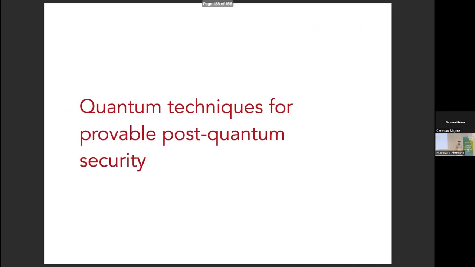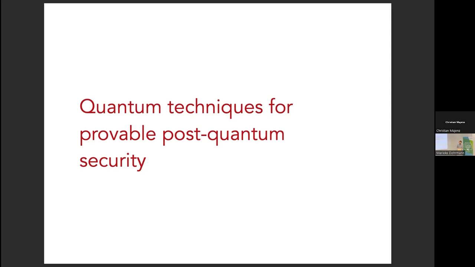Now I want to use the last 15 minutes or so to switch gears and describe a little bit how quantum computing techniques are not only useful to investigate in how far cryptographic algorithms are broken by quantum algorithms, but they are also necessary for providing provable security for post-quantum algorithms.